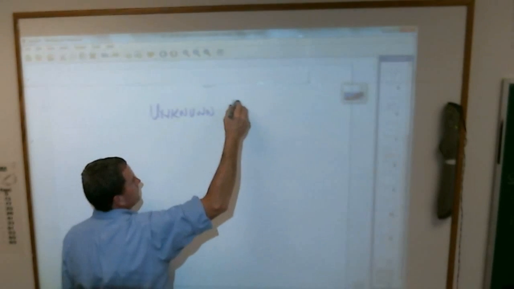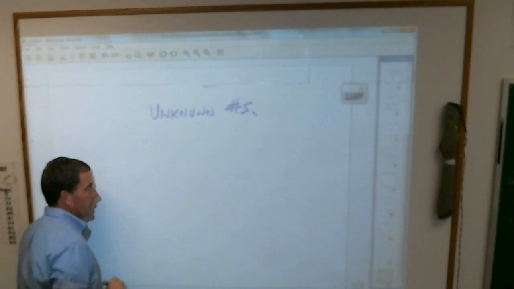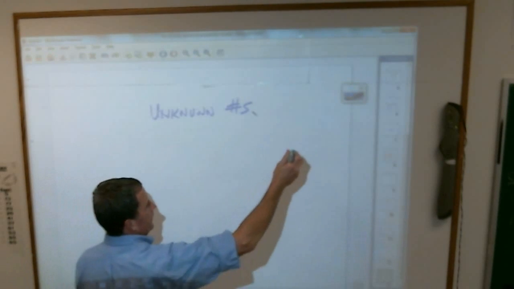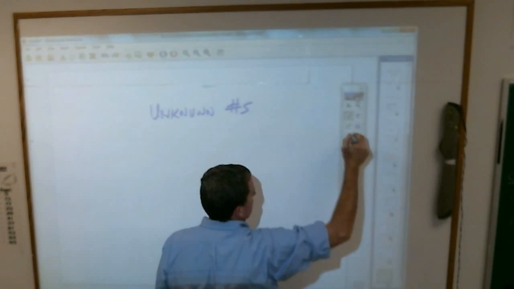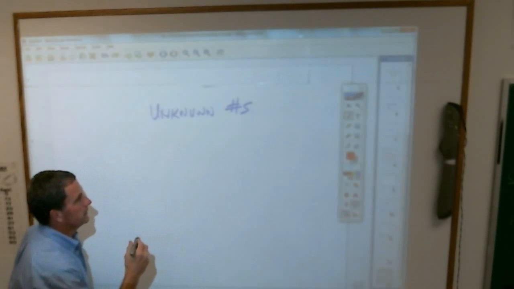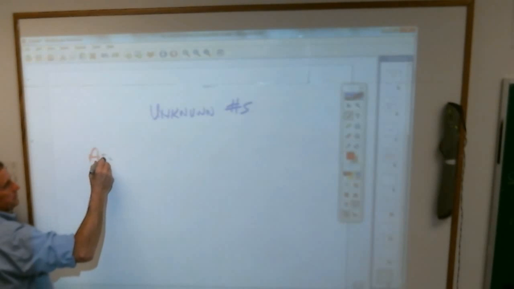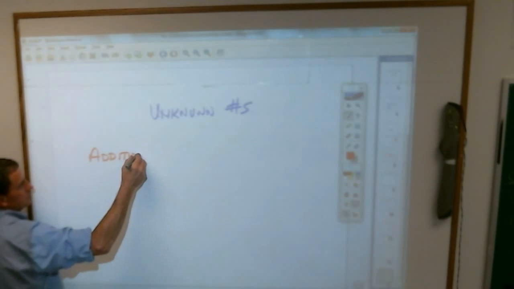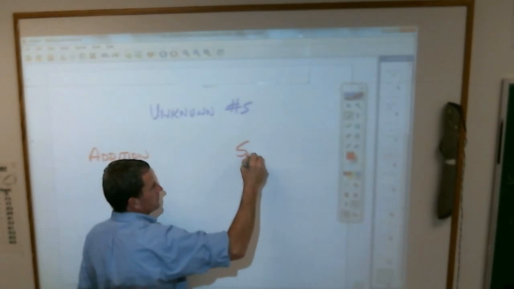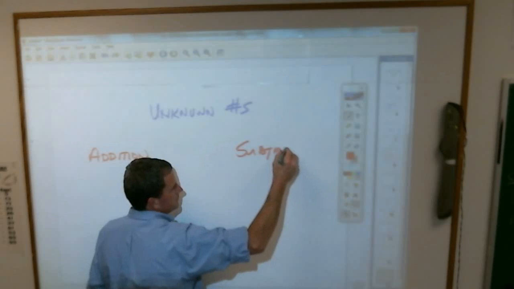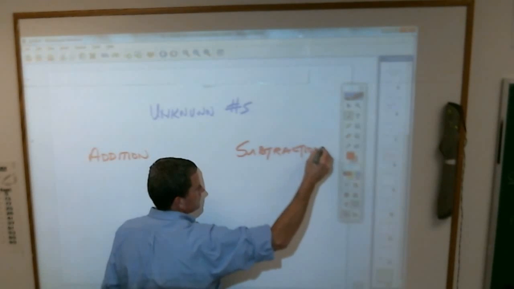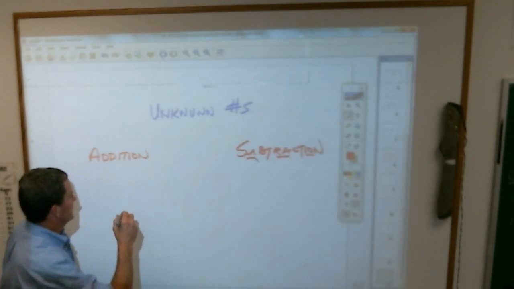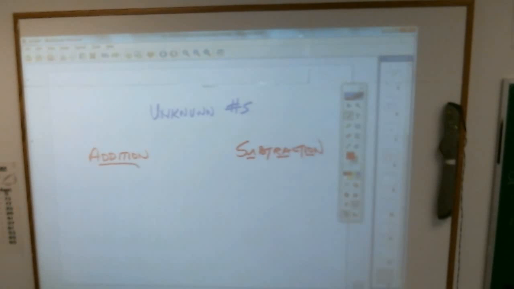And then we're going to look at not only addition, but also subtraction. Addition and subtraction here. Have we written down the parts of an addition and subtraction problem?